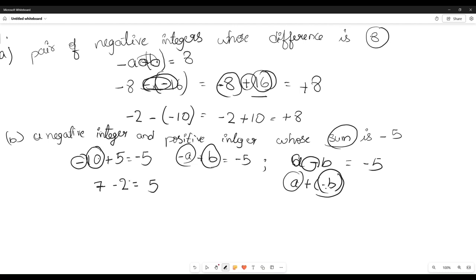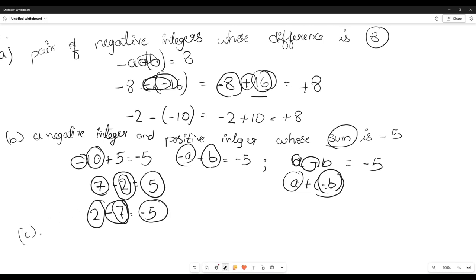But we need to get a negative number here. So when we want the negative number, the bigger number should be negative. Then only we get the negative answer. So let's make it. How do we write? First, the negative number should be bigger. So 2 minus 7. 7 is the bigger number and it is negative. So I have written the minus first because the bigger number's sign is minus. From 7 we have to remove 2. We get minus 5.